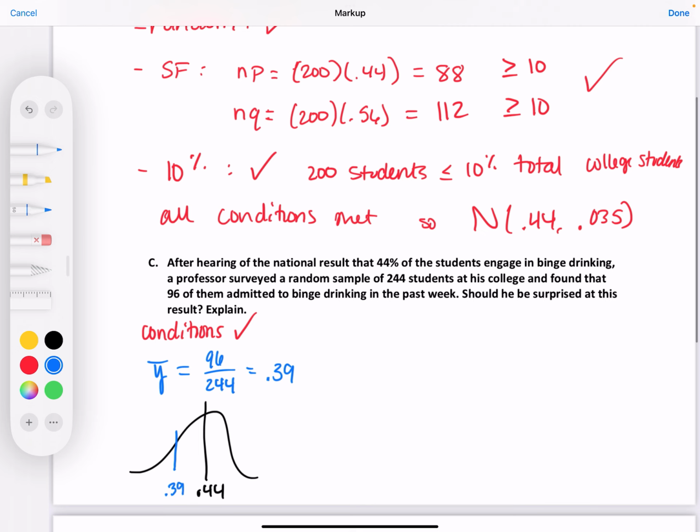So I need to find my new standard deviation with the new information that I was given. So my mean stays 0.44. Standard deviation is now the square root of 0.44 times 0.56 divided by 244. So that's what changed. 0.2464 divided by 244, and the square root of that is 0.032.